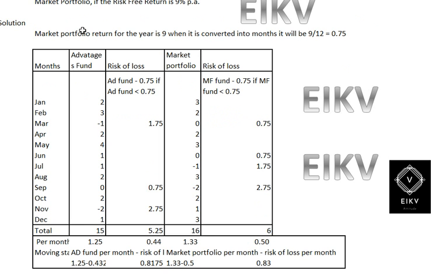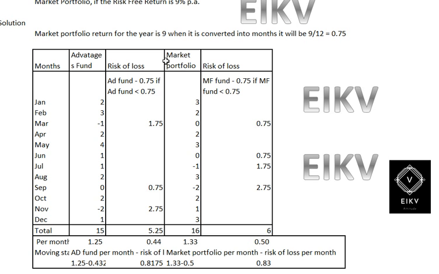So for that I have prepared a statement. For the market portfolio, the risk-free return for the year is 9%, which is converted into months. It will be 9 divided by 12, which would be 0.75. Therefore 9 divided by 12 gives you the return per month as 0.75.